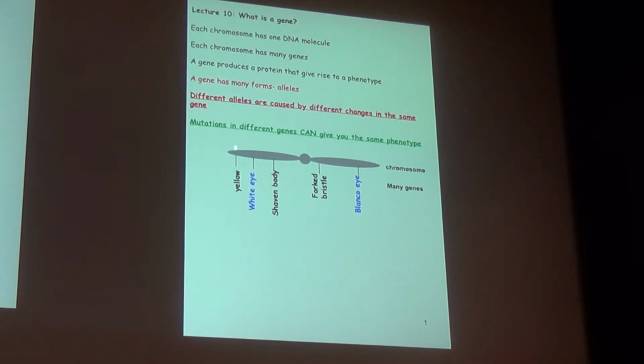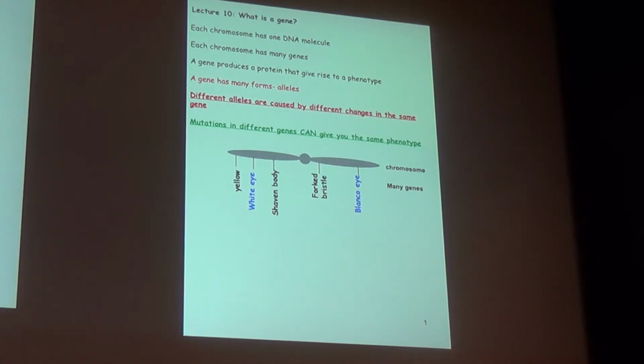You have a gene here that converts the body to yellow when it's mutated. You have a gene here which, when mutated, gives you white eyes. Hypothetical organism. You have a gene here where you have no bristles on the body. You have a gene here which gives you fork bristles when you mutate. And then you have a gene here that also gives you white eyes.